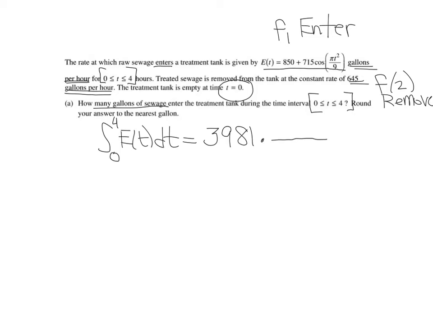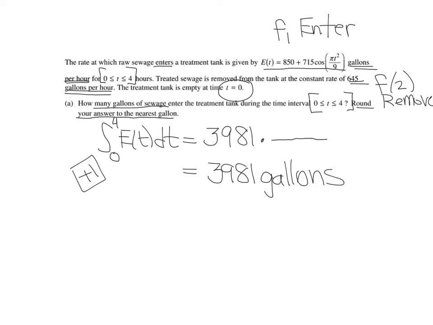Now, this was a real big bummer because some of you did not answer the actual question, because the question said round your answer to the nearest gallon. And so you gave your answer in a decimal format with decimals beyond the nearest gallon. The correct answer then, if you rounded it, would be 3,981 gallons in the sewage treatment tank after 4 hours. If you did not round to the nearest gallon, unfortunately, you did lose a point. So you got +1 for setting up the integral correctly and +1 for getting the correct answer.